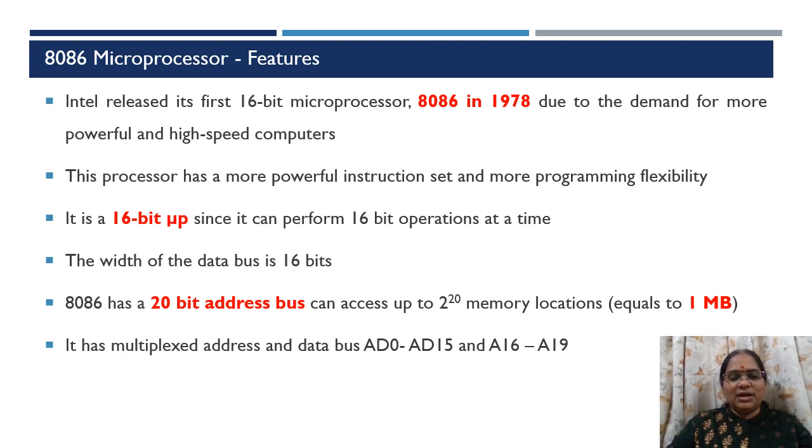The 8086 has a 20-bit address bus. That means it can access up to 2 power 20 locations, which rounds off to 1 megabyte. So the 8086 processor is capable of accessing 1 megabyte of memory.